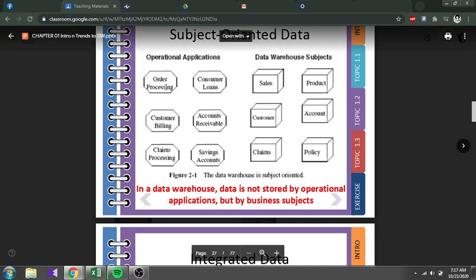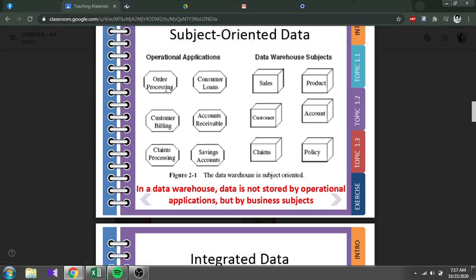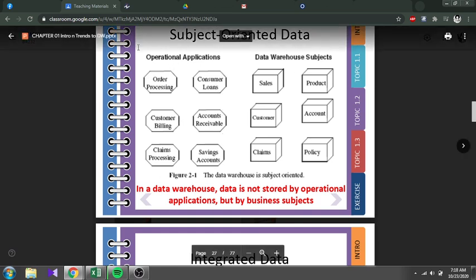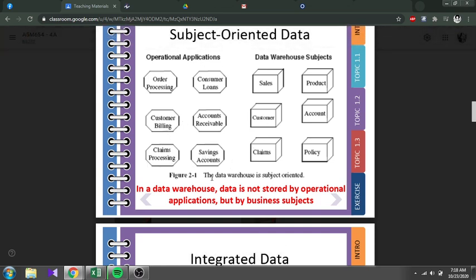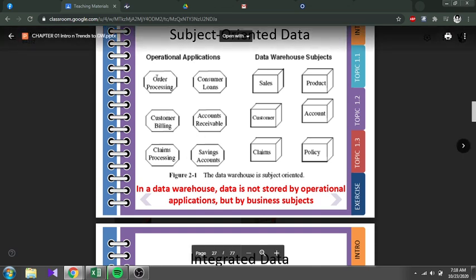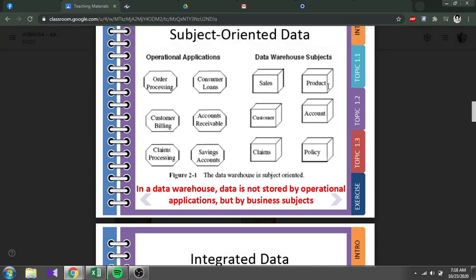Operational applications, like we covered in topic 1.1. Remember how this data was created? On order processing, consumer loans, the basic processes of the company, customer billing, savings account. It doesn't store like that. It will store by subject in the data warehouse. On sales, it's about the sales. On product, it's about the product. On customer, all the customer accounts, maybe a savings account.